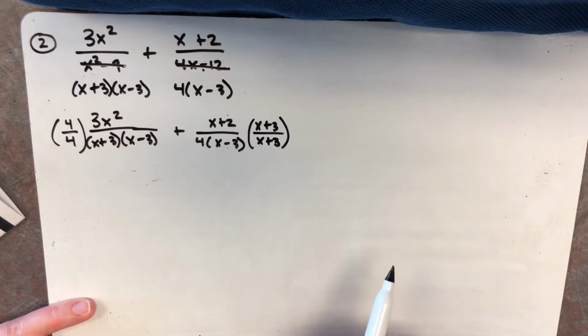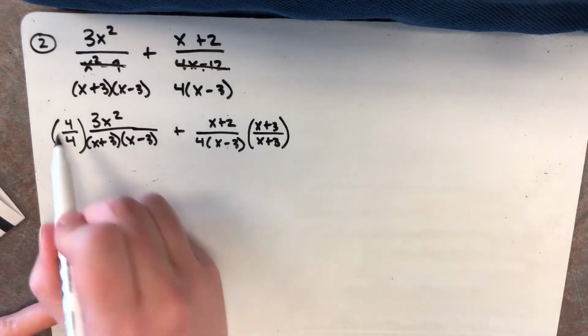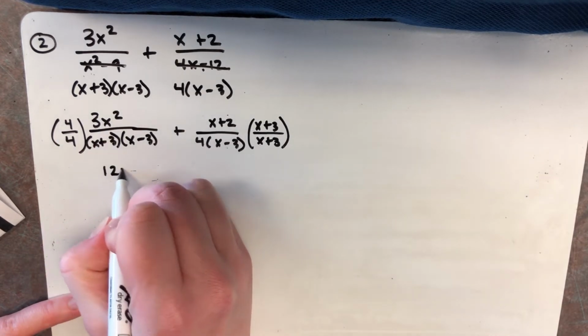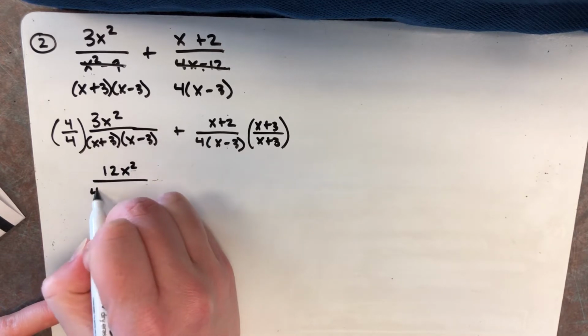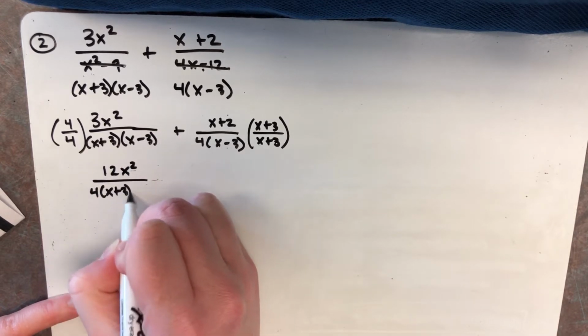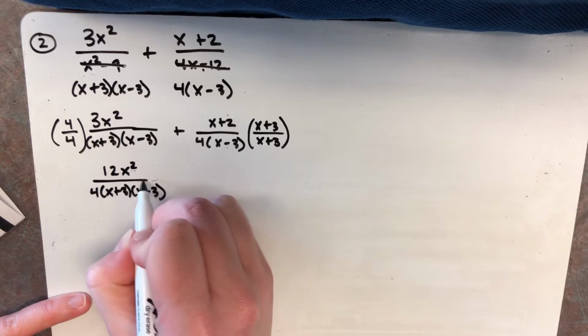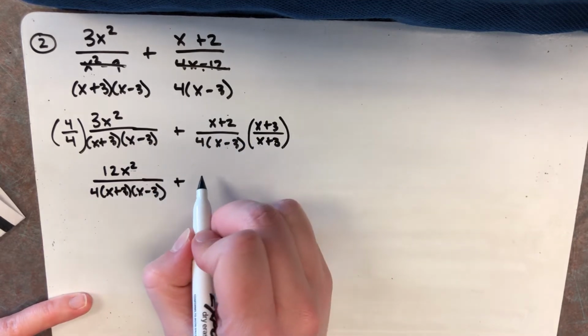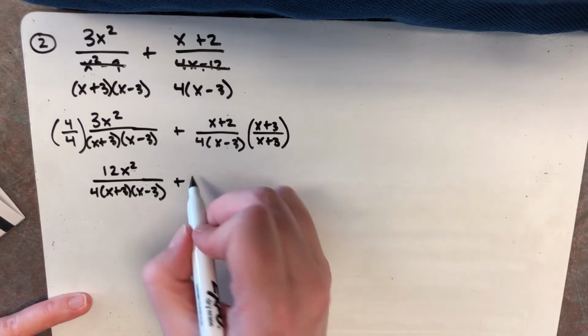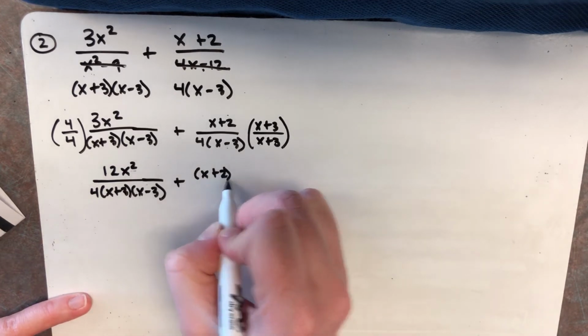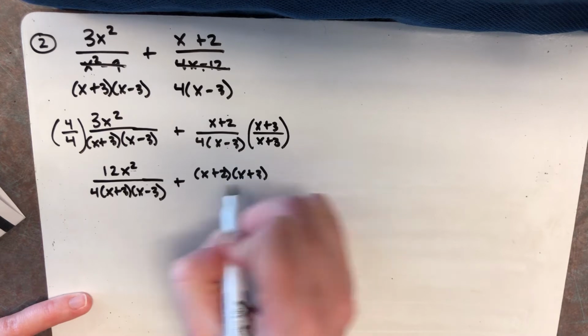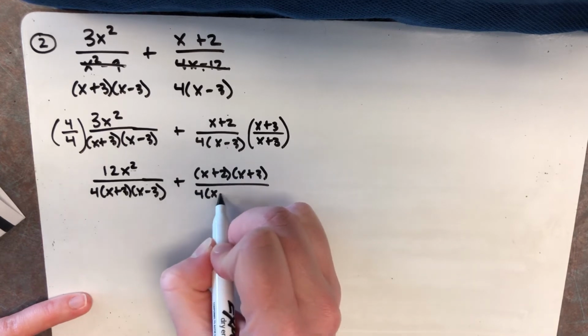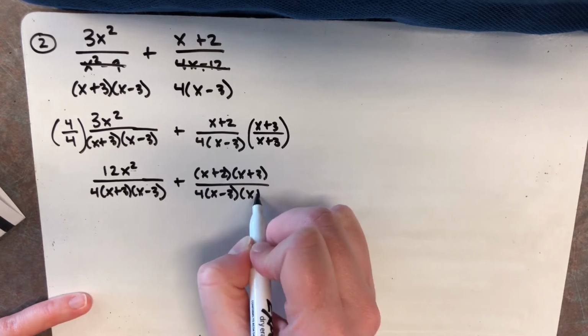All right, when I do that, I don't actually want to FOIL anything out yet because I want to make my life easier. So 4 times 3x squared is 12x squared. And my denominator, I'm just going to rewrite them in the hopes that I'll be able to cancel something at the end. And then x plus 2 times x plus 3. Right now, I'm just going to leave it as it is. And my denominator, I'm going to do the same thing. x minus 3, x plus 3.